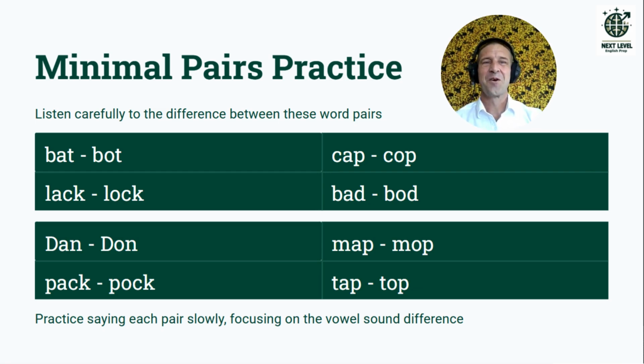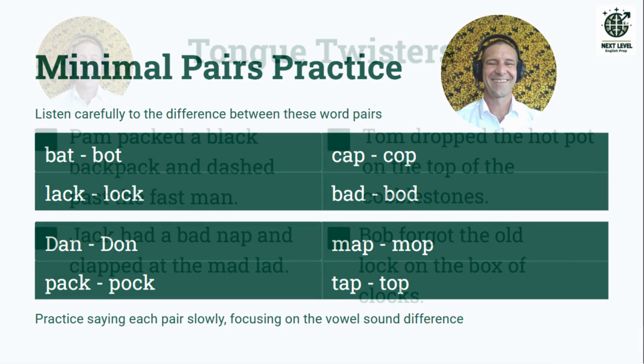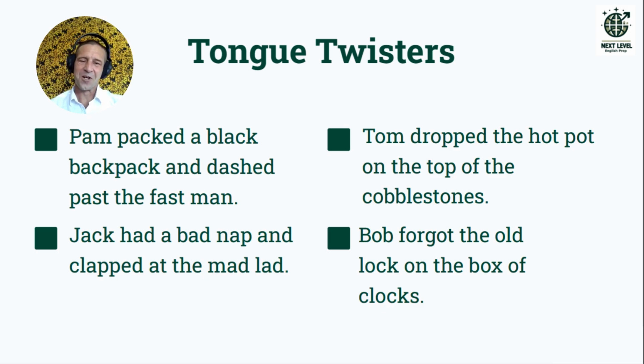Great job. Remember, the æ has your mouth wide open with the front of your tongue raised, and the ɑ has your mouth open as well, but your tongue's lower and pulled back. Now, let's try some tongue twisters. These are really difficult, so you might have to try them a couple of times to get them right. I'll read the sentences and you can repeat after me.